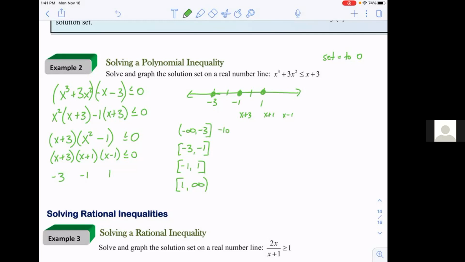Negative 10. I like using negative 10. So negative 10 is going to be a negative 7. This is going to be a negative 9. This is going to be a negative 11. So if I multiply together 3 negatives, that's going to give me a negative.